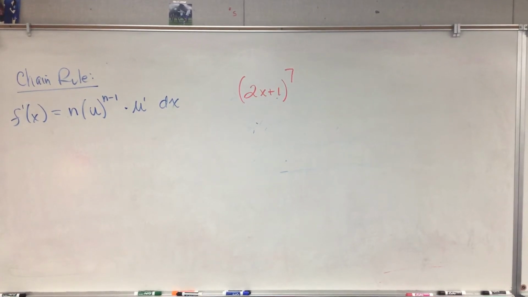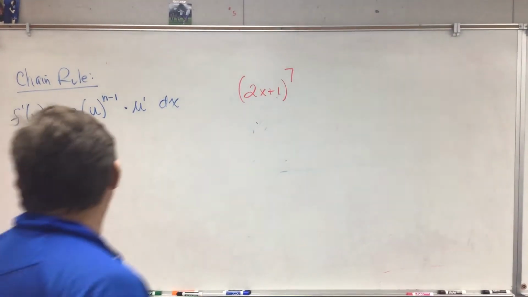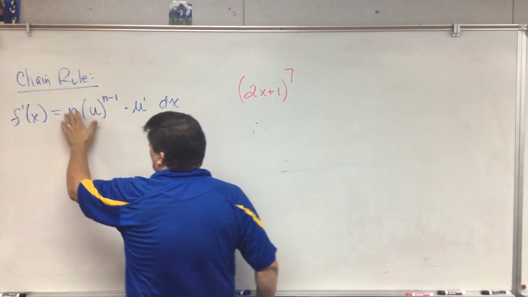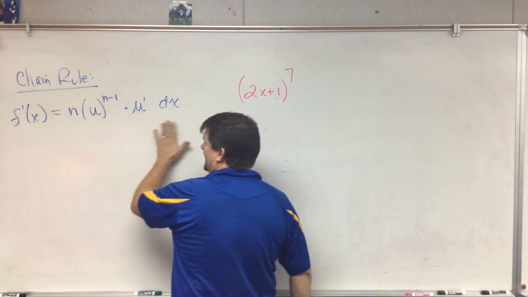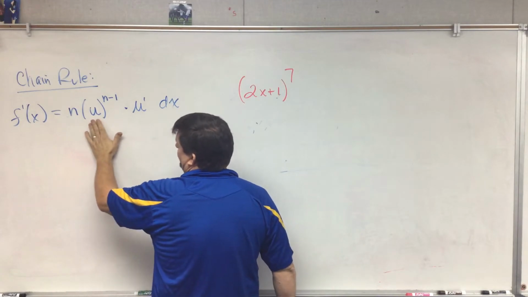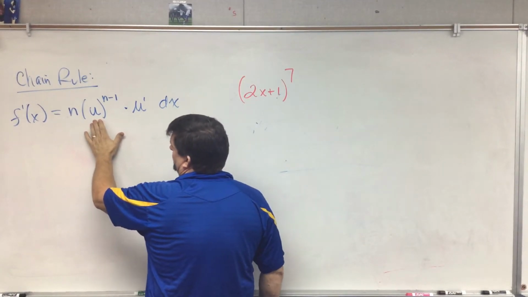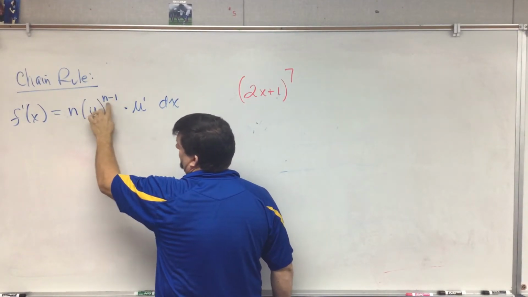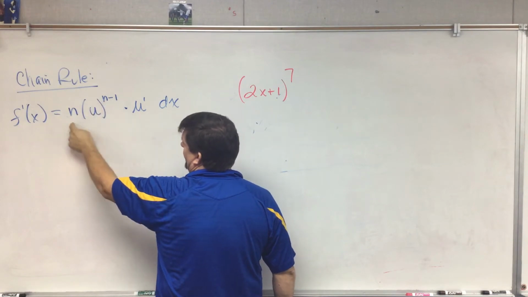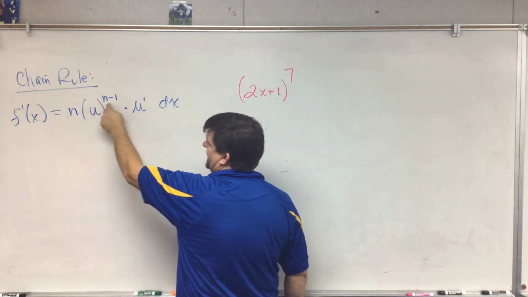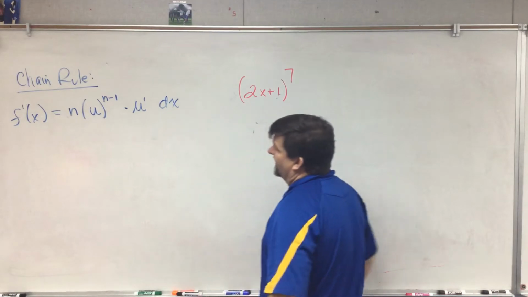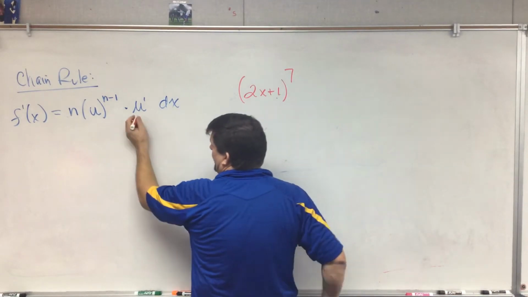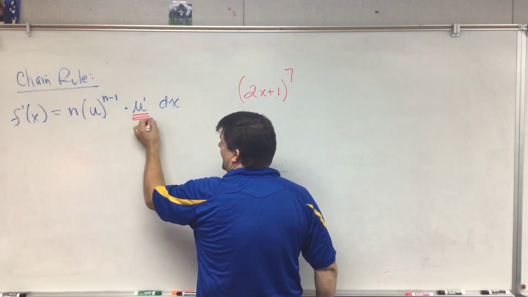Hey guys, we're tackling what's called the chain rule. This is the formula. You have the inside of the parentheses, which is your u, and then you just follow the power rule. We multiply by the n, and then we take one power off. But then here's a new thing: we have to take the derivative of the inside.